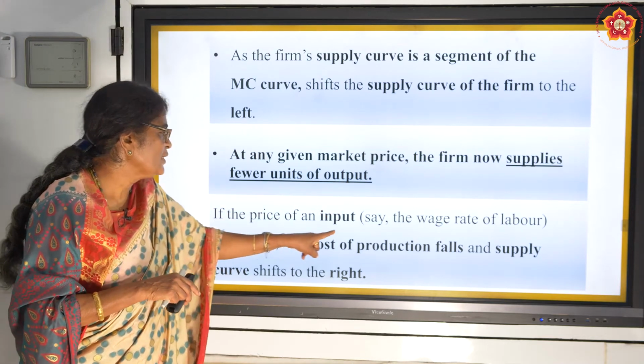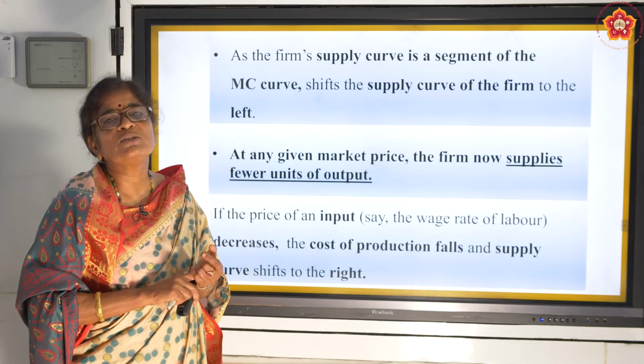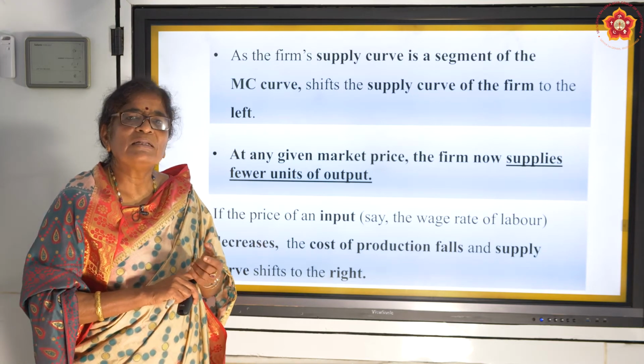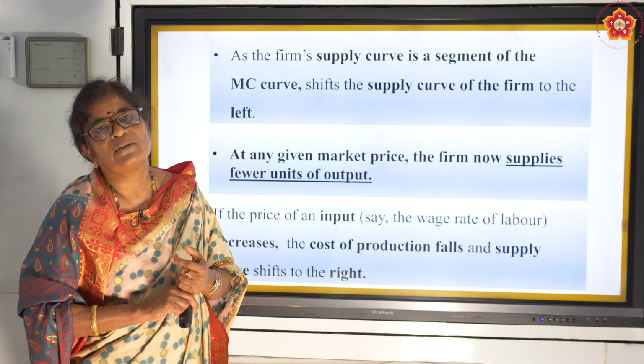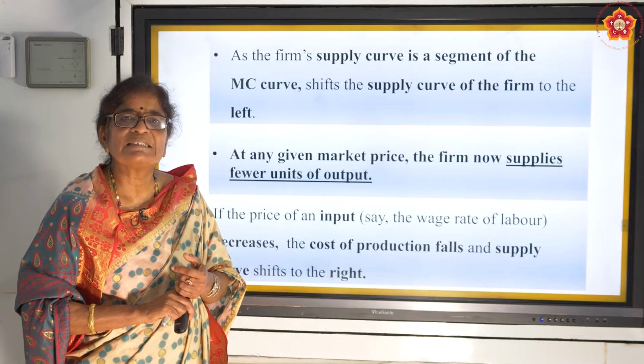And if a question is asked, what is the influence of input prices on the supply curve? Not only should you tell that when input price increases, the supply curve moves leftward, but also you have to explain what will happen to the supply curve when the input prices decrease.